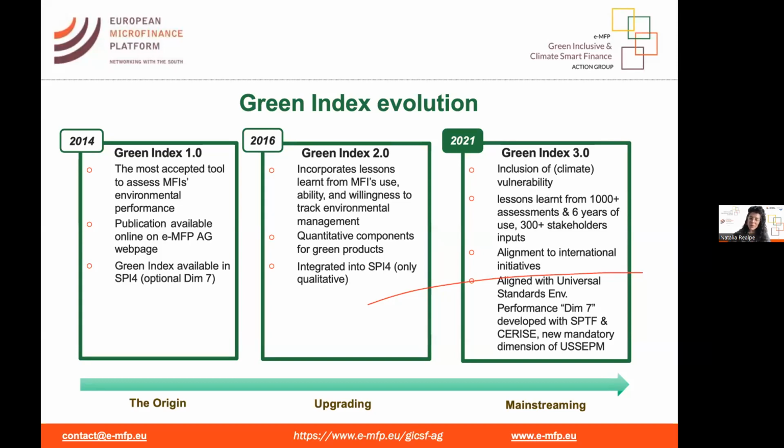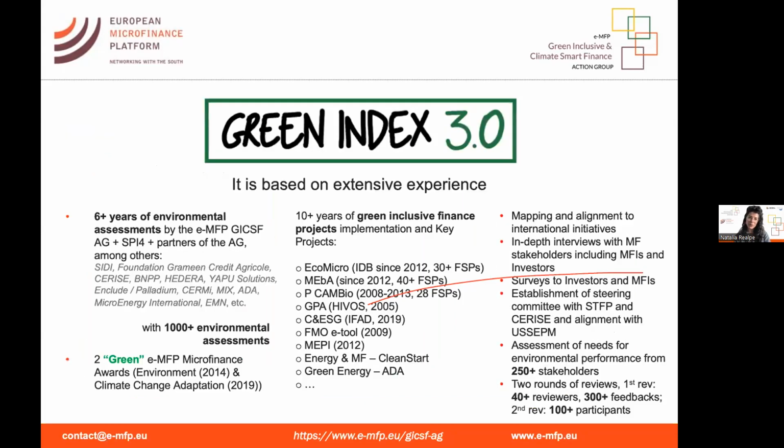of the Green Index. More than 1,000 audits have been collected, and we have integrated the lessons learned from these assessments, also the years of experience, and more than 300 stakeholder inputs that have commented or given us feedback on the tools. And we have worked together with CERISE and SPTF in order to align this tool and develop together the dimension 7. So the Green Index 3.0 and also the dimension 7 are aligned, and now it's mandatory within the Universal Standards for Social and Environmental Performance Management.